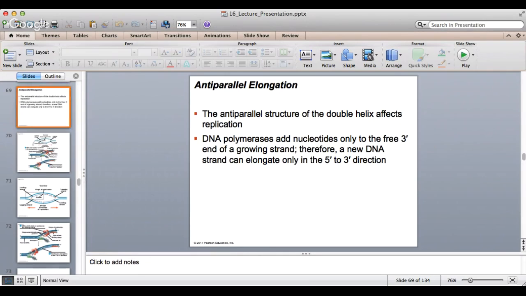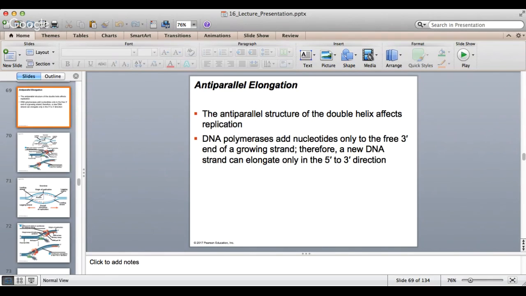All right, so DNA polymerase adds only to the free 3' end of a growing strand. A new DNA strand can elongate only in the 5' to 3' direction. So remember, you guys, that 3' end means that it has to link up with a 5'. We work 5' to 3'. Start at the top of the stairs and just walk down.